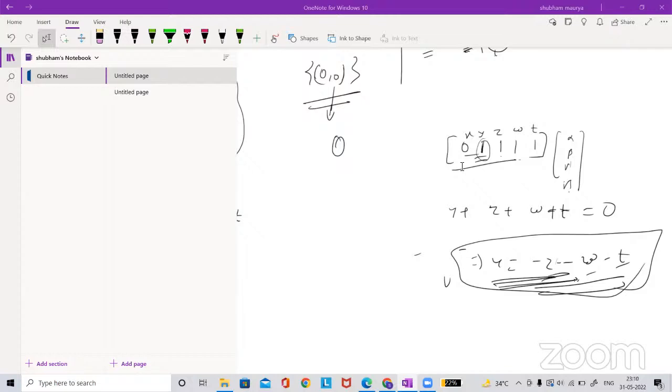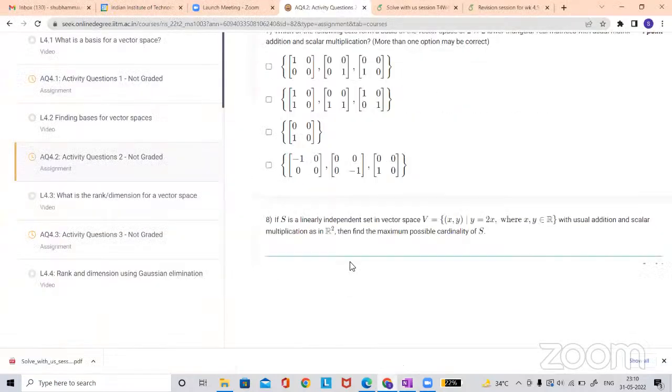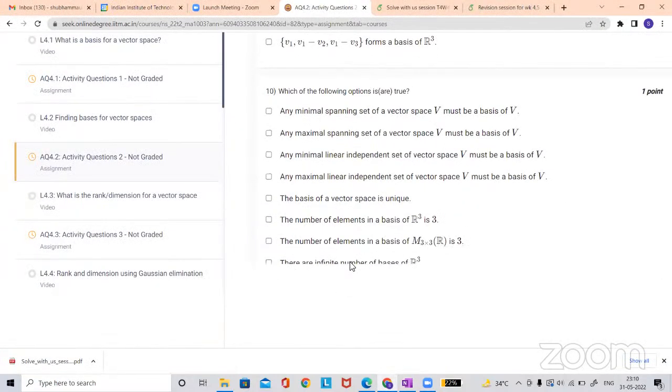What is your doubt? Okay. Question number 10. Same here. Option 2, 3. This one. Yes. This is totally the definition. Any maximal spanning set must be a basis. Any minimal linearly independent set must be a basis. I think so. Okay, sir.